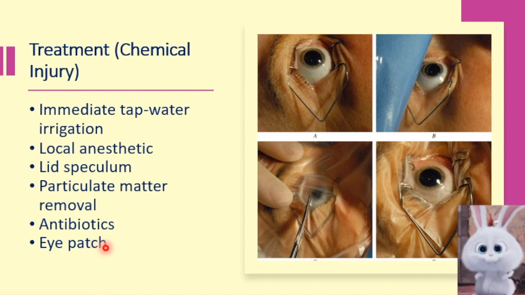And then you have your eye patch. Okay? Plus, you may use your antibiotics because in your chemical injury, it would usually also involve infection. Because of the irritation, class, there is a possibility that there is impairment on the protection of your eye, leading towards infection.